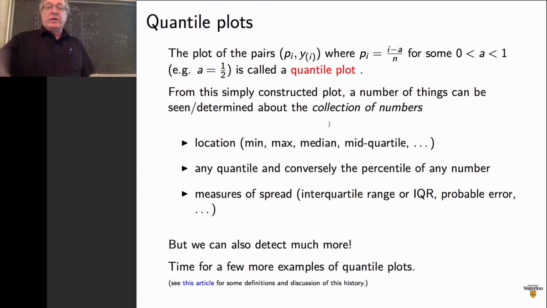We can find out where they are roughly located, what's the min, what's the max, what's the median, any quantile we want, and measures of how spread out the data are by looking at differences between quantiles p and 1 minus p. Okay, we can also detect a lot more.